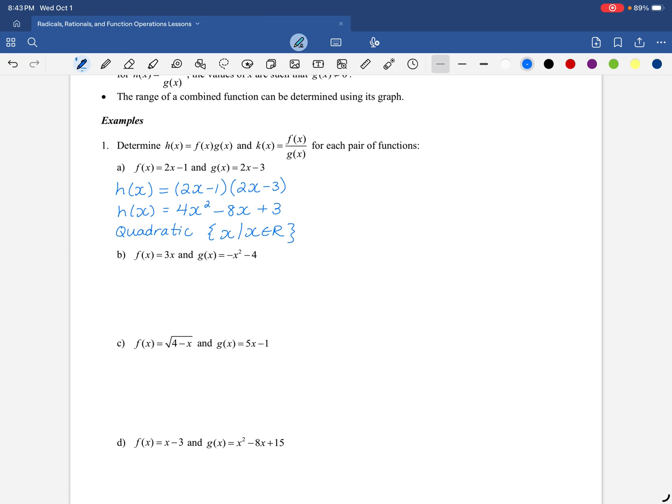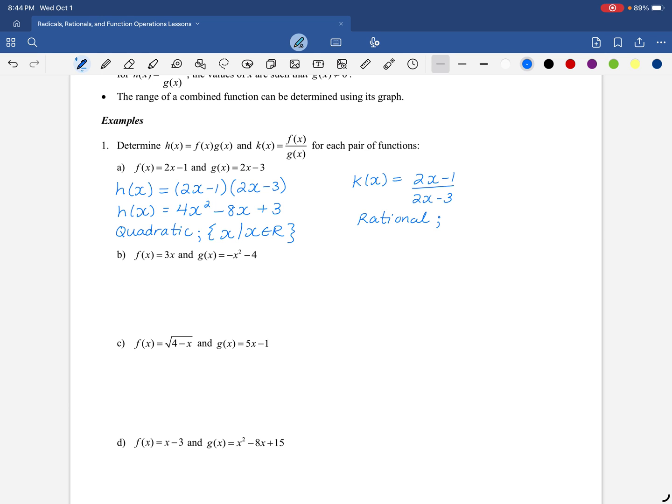Okay, let's do function k over here. So k of x is defined as function f of x, which was given as 2x take away 1, divided by function g of x, 2x take away 3. So in other words, when we take these two linear functions, we divide them. What did we create? We now created a rational function. Okay, so this is a rational function. Now, what's special about this rational function? Obviously, we have a restriction in the denominator, meaning a restriction on the domain.